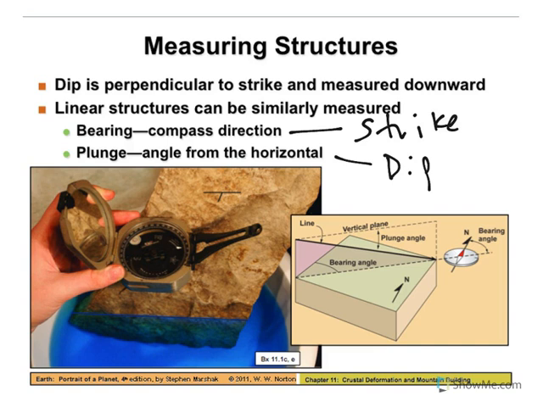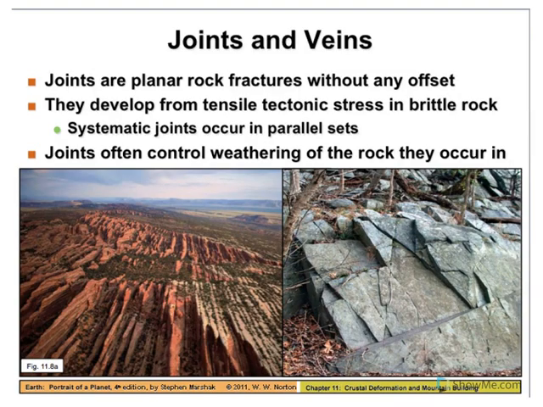So let's take a look here at our first type of simple breakage, and that is joints and veins. Joints are simply rocks that have broken, but there's no displacement. There's no up or down or side-to-side movement. The rocks literally just break in order to relieve the stress.